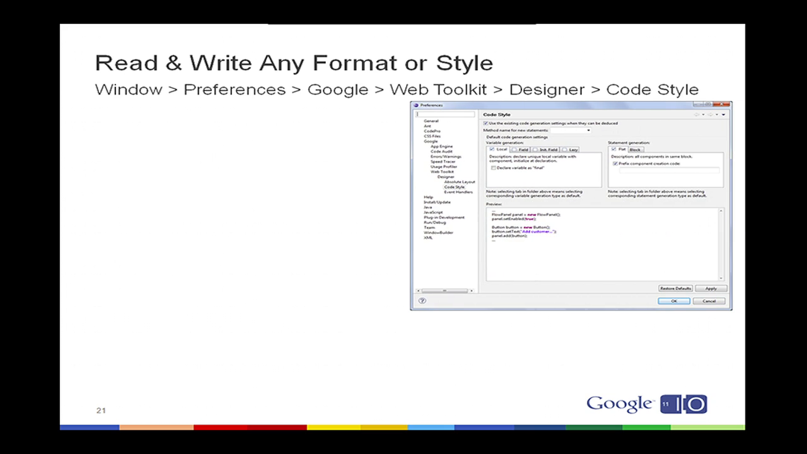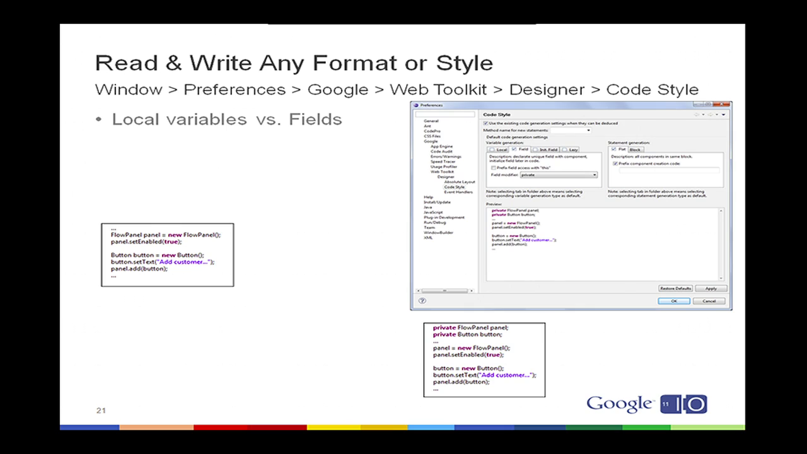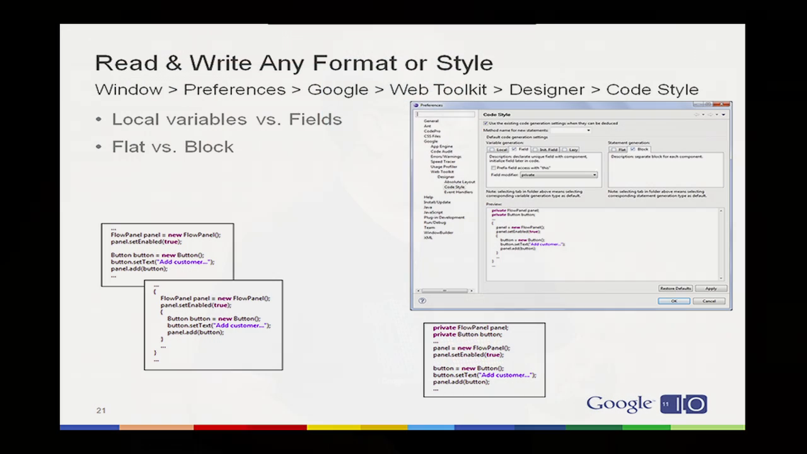The tool can read and write almost any style. So if you have a particular style of Java coding that you like, you can adapt the output to almost anything you like. For example, when generating new widgets, you can have them generated as local variables or as fields. If you want them all as fields, you can do that. You can have them all generated as local variables and then selectively decide which ones you want to make fields later on.